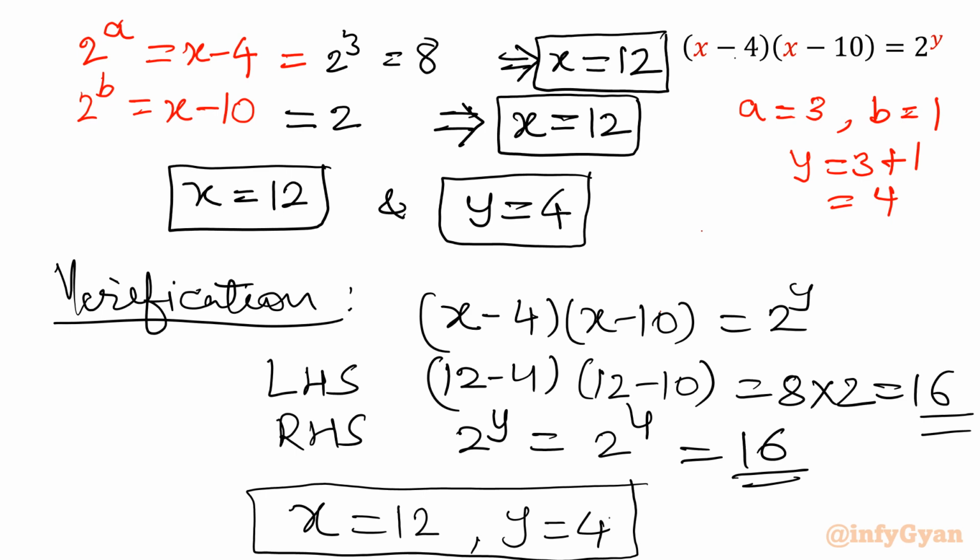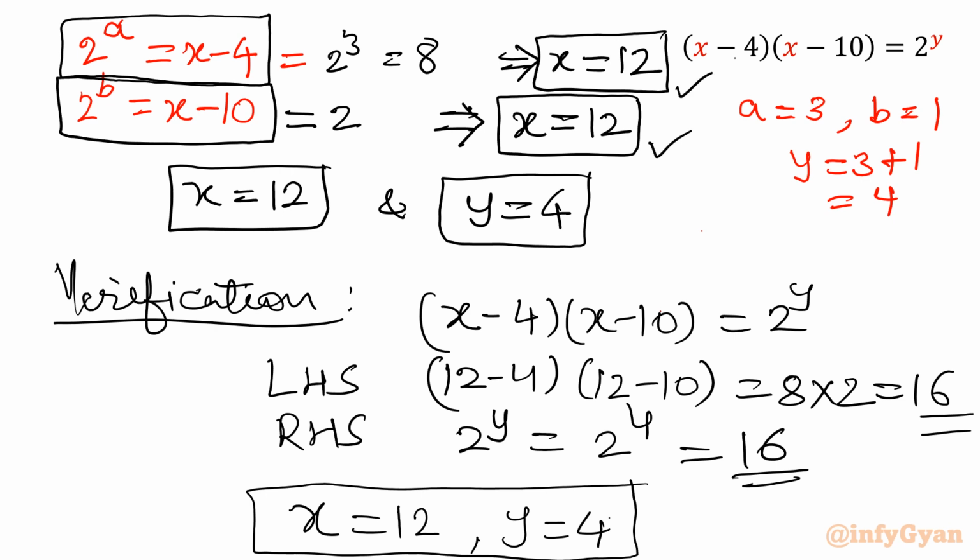One point is there, if you swap the values, suppose I have considered x minus 4 as 2 power a and x minus 10 as 2 power b. We presume that a is greater than b. If you skip this point, then you will get different values of x. Different means from both the equations, you won't get x equal to the same value. That means one value you are getting negative. But our right hand side is always positive. So neither x minus 4 nor x minus 10 can be negative. This is confirmed. So both brackets must be positive. You cannot accept that value. So your answer is x equal to 12, y equal to 4.